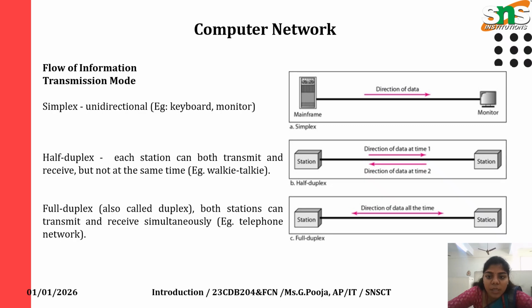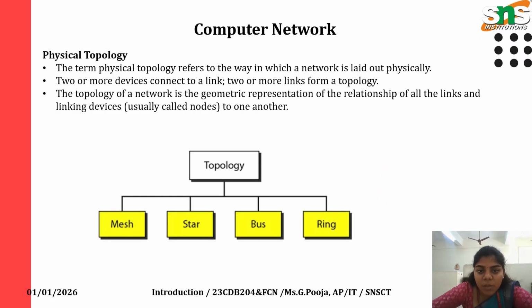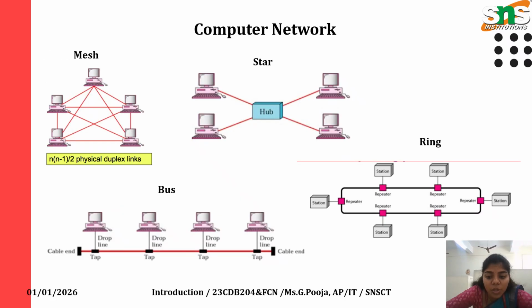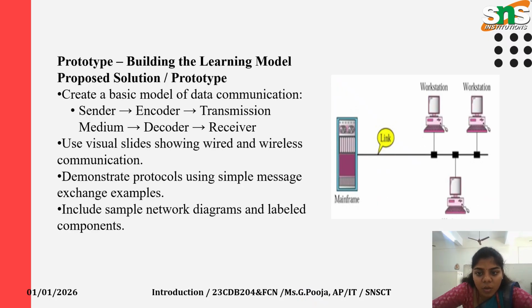Simplex is in only one direction, and half duplex is in both directions but at different time intervals. But in full duplex, it can happen simultaneously. And these are the network topologies. There are four major topologies. So these are the diagrams of those topologies, and we'll be seeing these in depth in the upcoming videos.